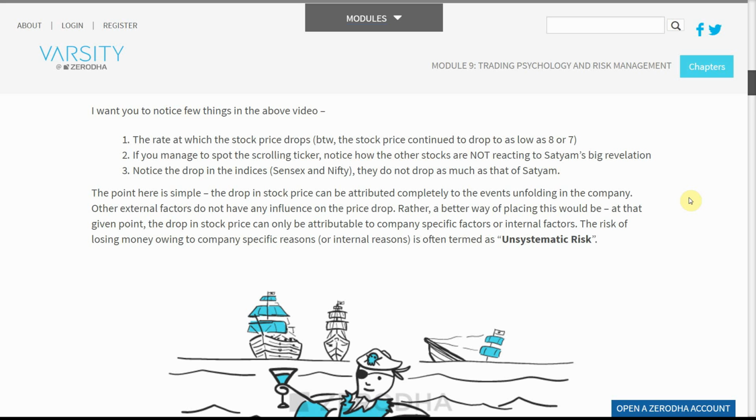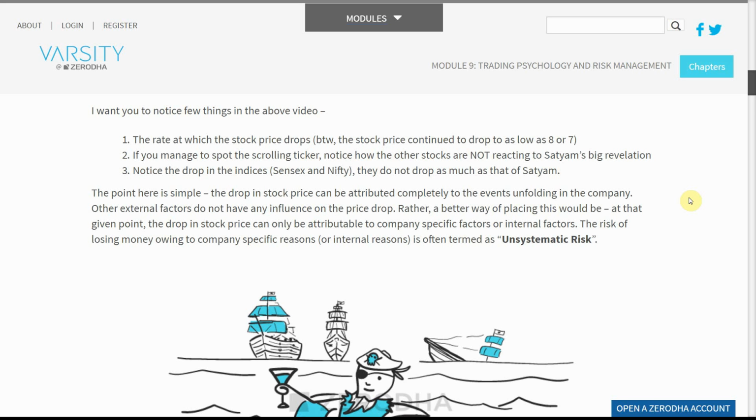If you manage to spot the scrolling ticker, notice how the other stocks are not reacting to Satam's big revelation. Notice the drop in the indices, Sensex and Nifty. They do not drop as much as that of Satam. The point here is simple: the drop in stock price can be attributed completely to the events unfolding in the company. Other external factors do not have any influence on the price drop. Rather, a better way of placing this would be, at that given point, the drop in stock price can only be attributable to company-specific factors or internal factors.